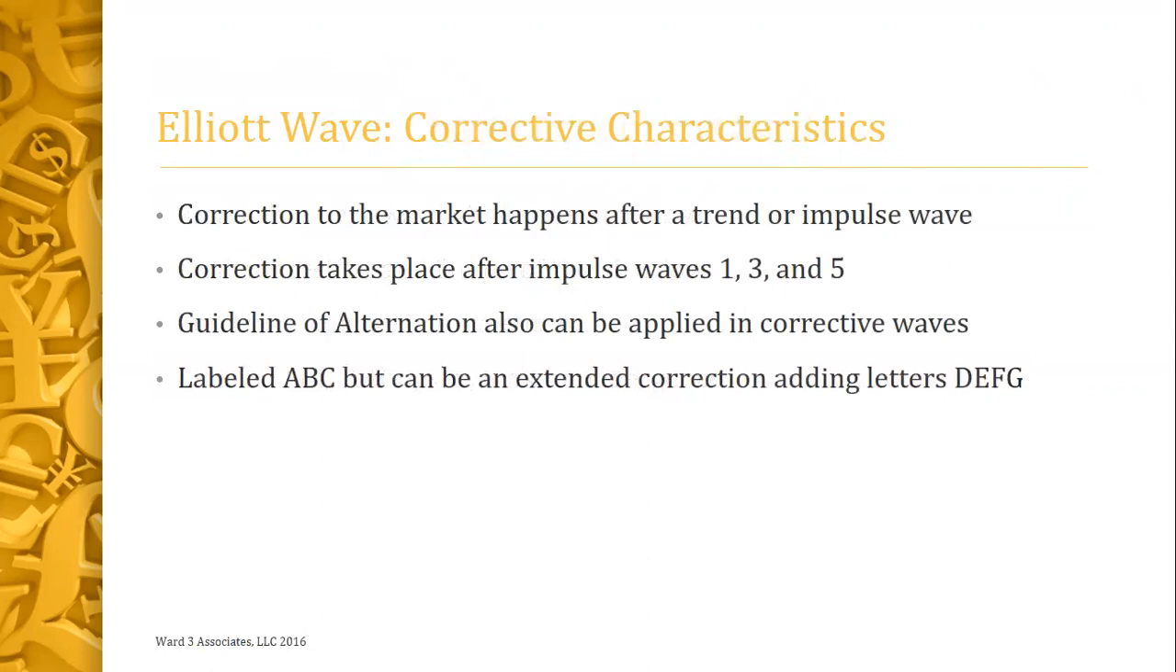The guideline of alternation can also be applied in corrective waves, and they're labeled ABC, but can be an extended correction, adding the letters D, E, F, G. The D, E, F, G are more for your flats, your pennants, your wedges, and things like that, or your zigzags.